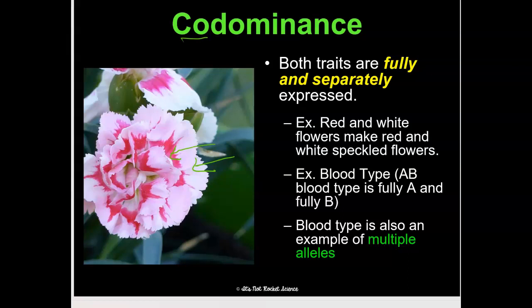So examples are flowers. We're going to talk about how blood type is a codominant trait. So you can have an A allele or a B allele or an A and a B allele. That's how you get to be type B. Blood type is also an example of multiple alleles, which I'm going to talk about more in another video. Here we'll just talk about blood types. So let's do some practice with codominance.